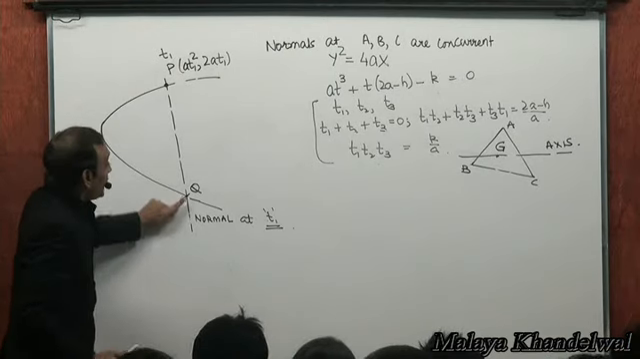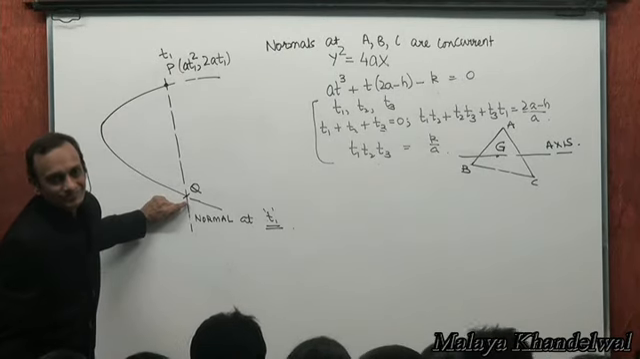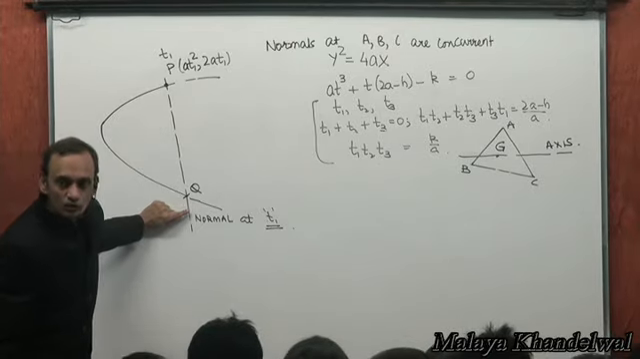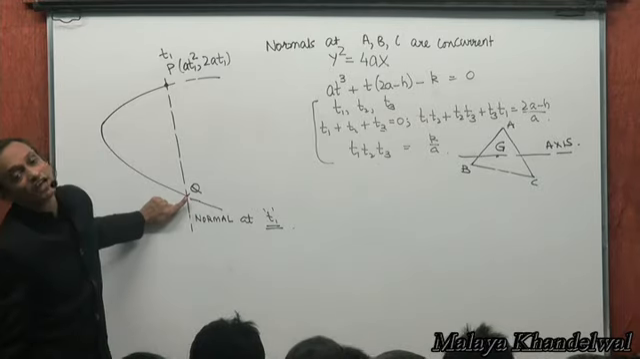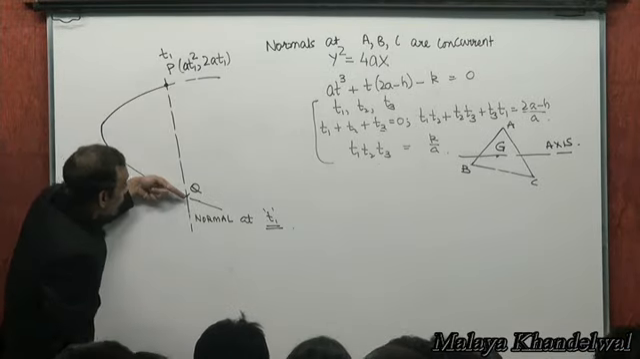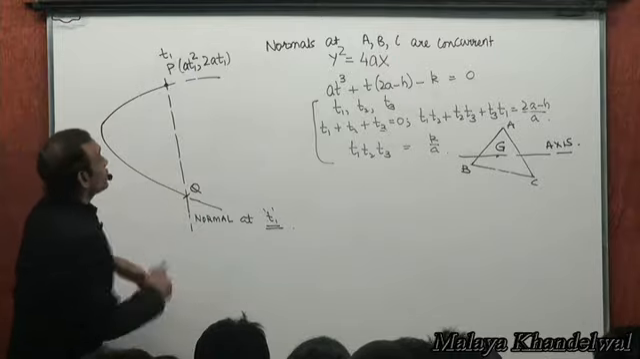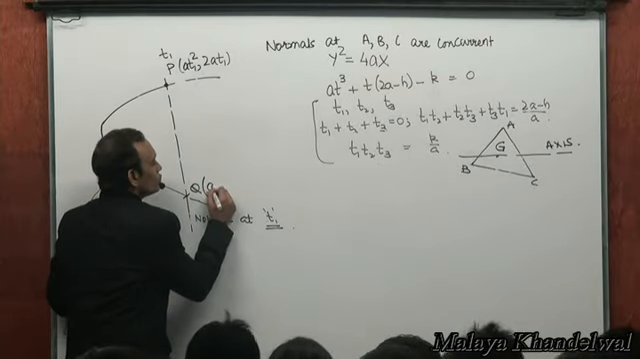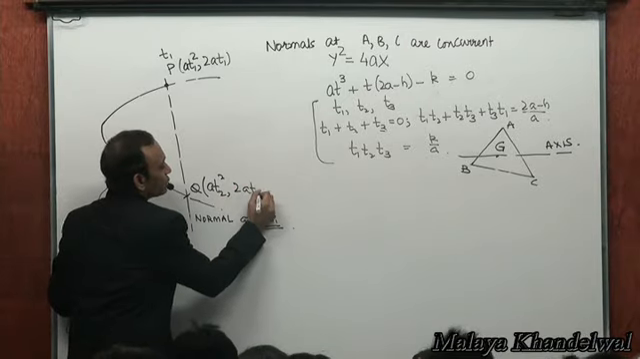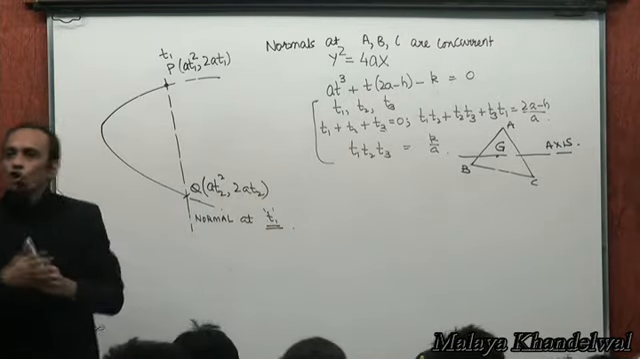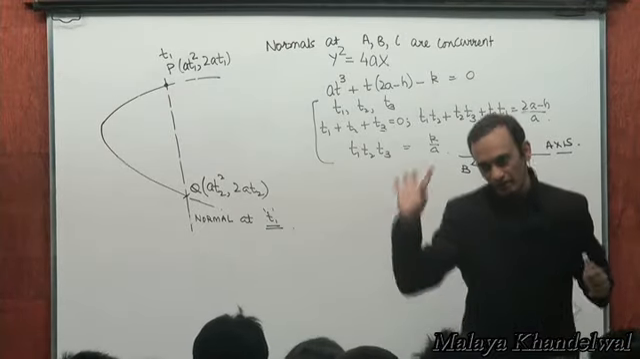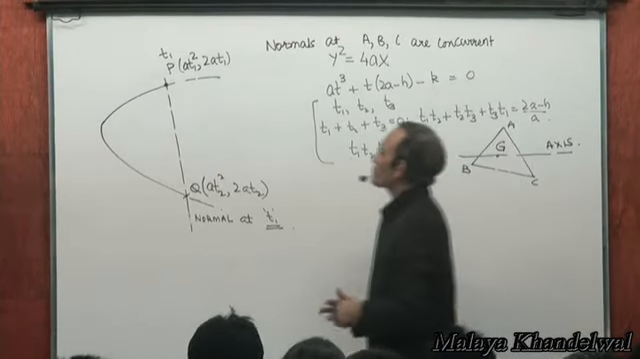And this line need not be a normal at Q. If it's a normal at P, doesn't mean it's going to be a normal at Q. So this is just the other end of the normal drawn at T1. Say the other end of the normal drawn at T1 is T2. That means Q is a t2 squared comma 2a t2.